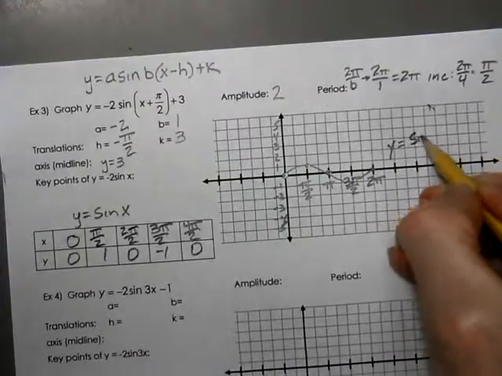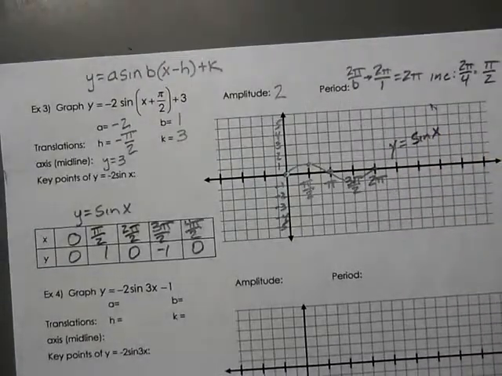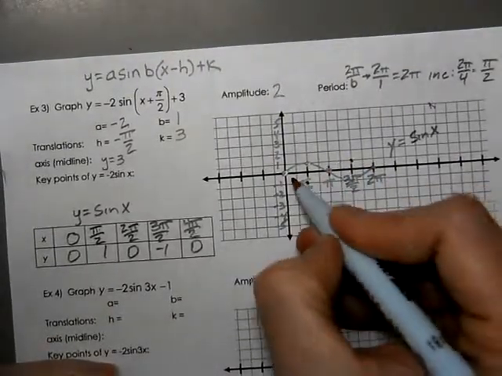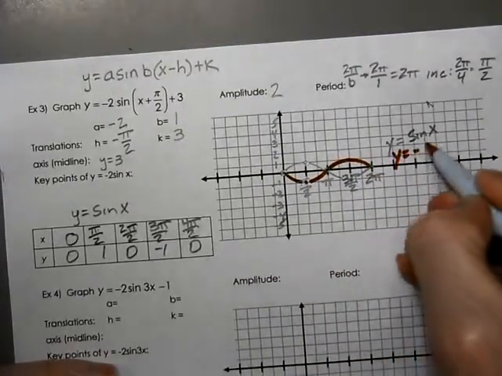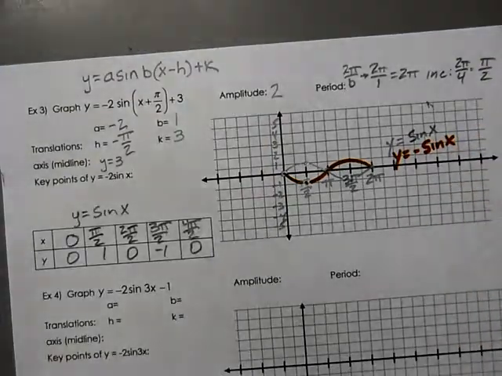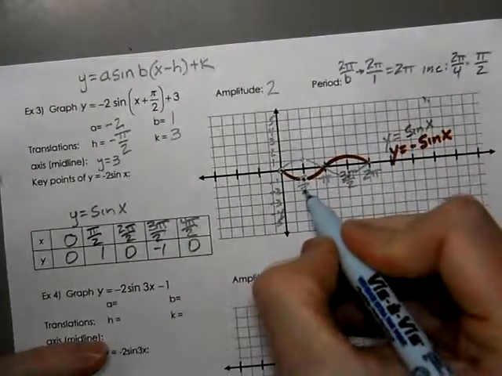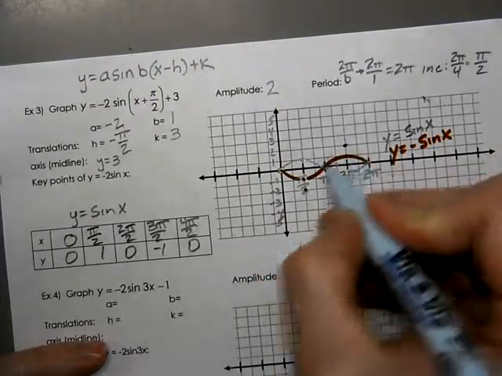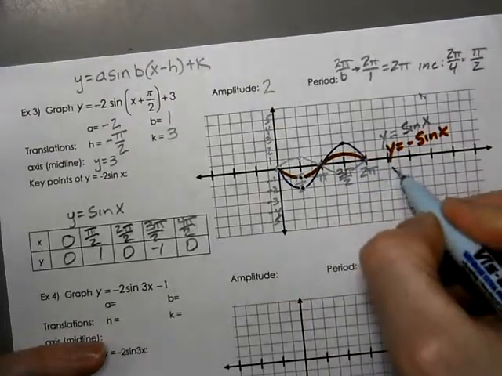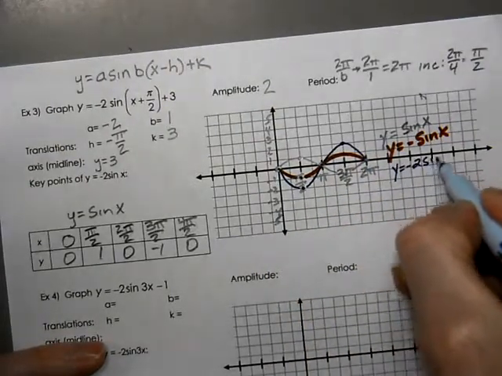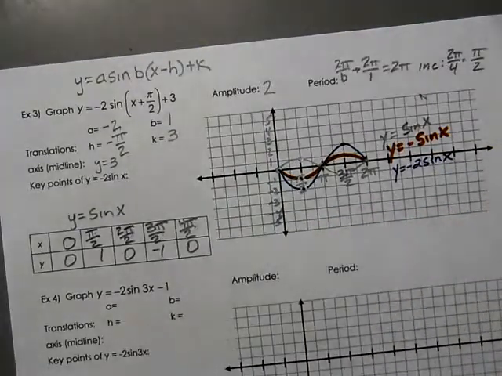So that's y equals sine of x. We see that there's a negative in front of our equation, so we're going to reflect this over. So y equals negative sine of x. We see that there's a 2 sitting in front of the sine. The amplitude is 2, so we're going to come down twice as far and go up twice as far. Y equals negative 2 sine of x.